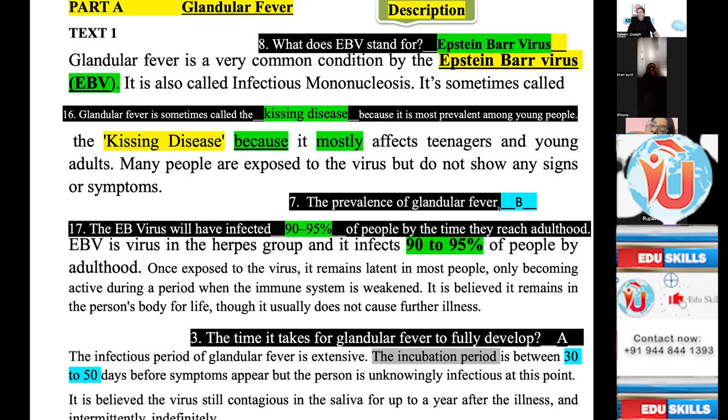The 7th one, the prevalence of glandular fever is 92. That is in this paragraph. The 7th one is match the heading. 17th, the EB virus will have infected 90 to 95% of people. See the number which we highlighted, that's the answer. And the time it takes for glandular fever to fully develop, 30 to 50 days. Already the number is the answer, 30 to 50 days. So fully developed, the incubation period. Incubation period is the synonymous expression used.